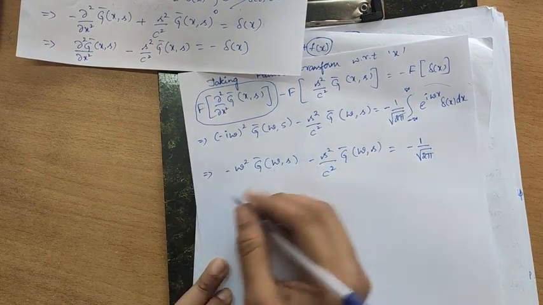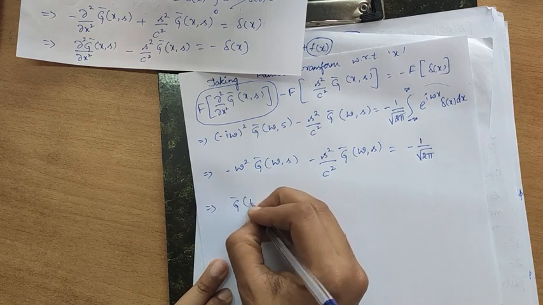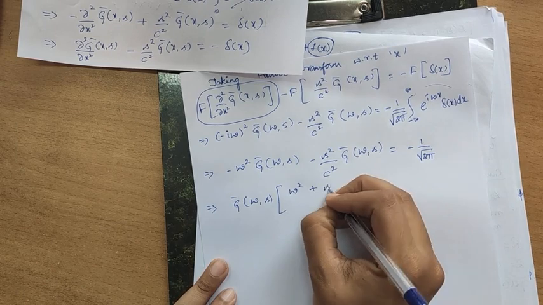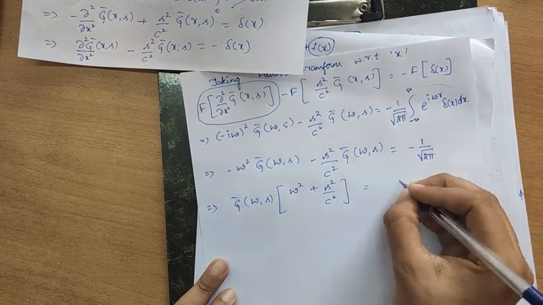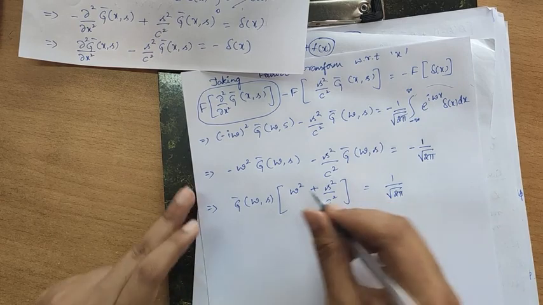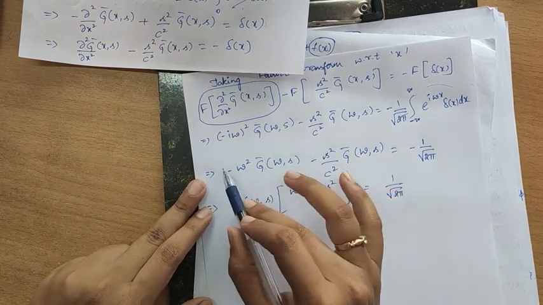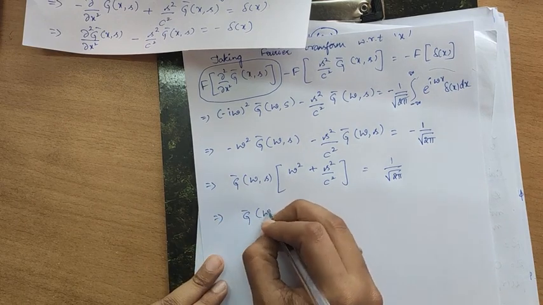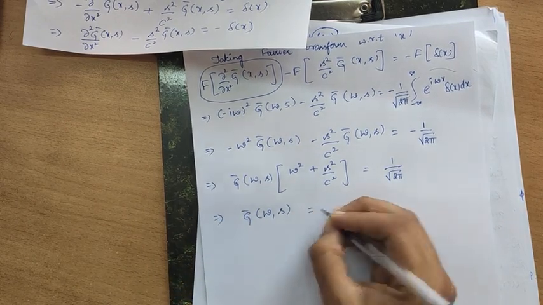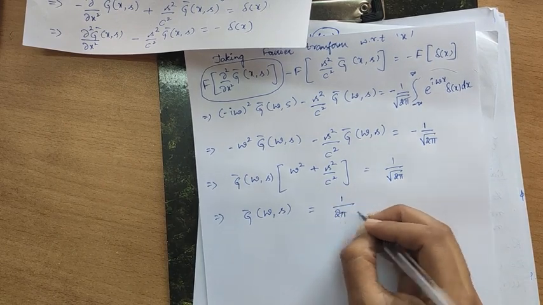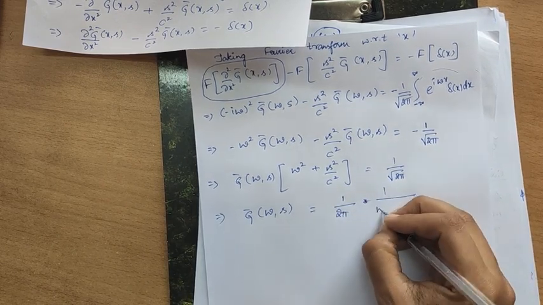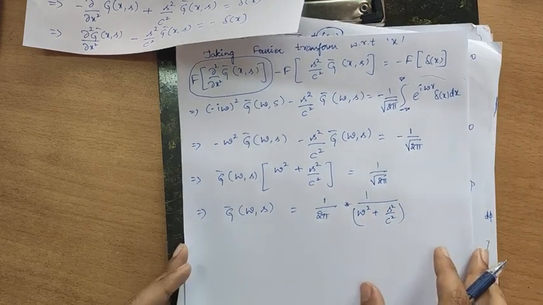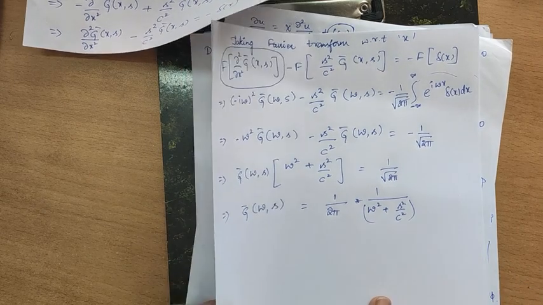Now from these two, you can take g bar of omega comma s as common. This will become omega square plus s square by c square is equal to 1 over root 2 pi. You can take minus also outside, so this minus and minus gets cancelled. So g bar of omega comma s will be equal to 1 over 2 pi into 1 over omega square plus s square by c square. So this is what we got for g bar of omega comma s.